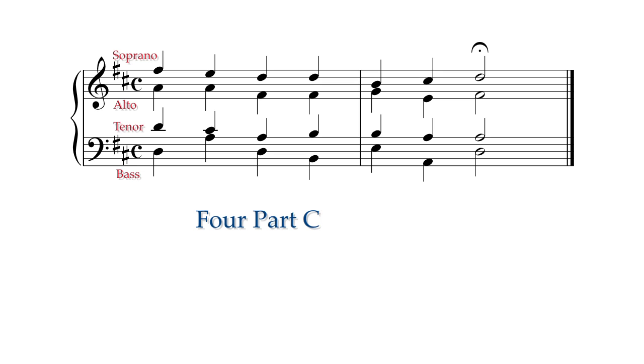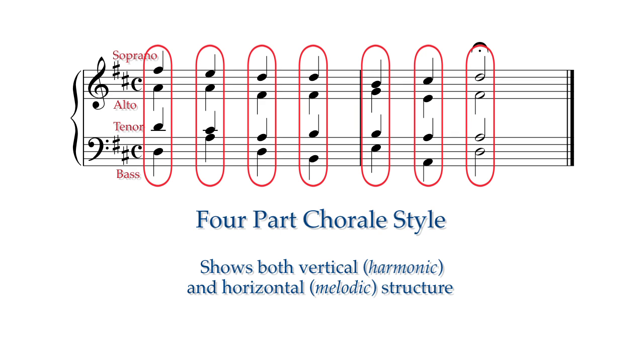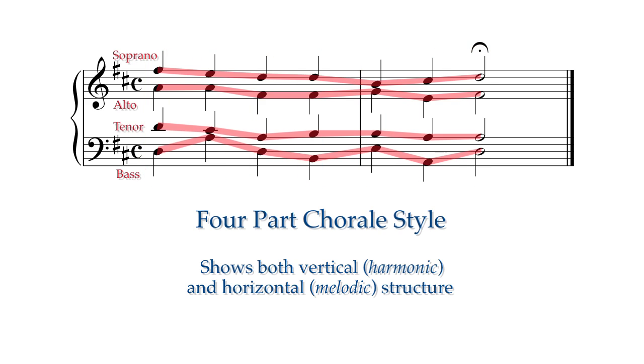We often use four-part chorale style to illustrate musical structure. This is because it allows for the expression of four-note chords, and because we can see both the vertical structure of the sonorities along with the horizontal structure of the individual voices. It allows us to easily see how each note leads to the next in each voice, while at the same time creating harmonies. This is called voice leading.